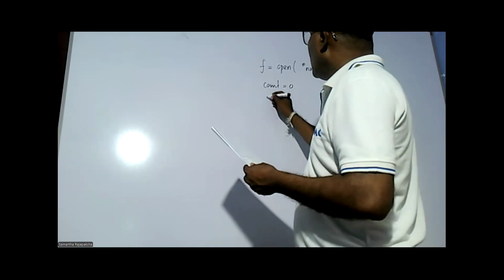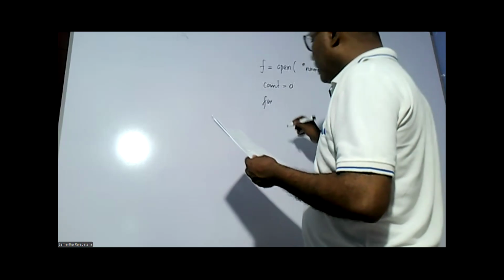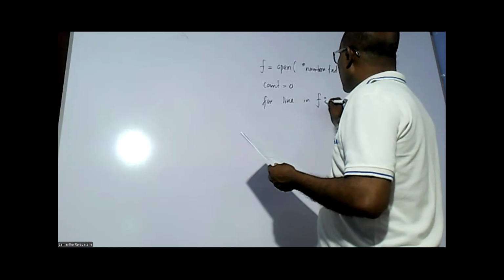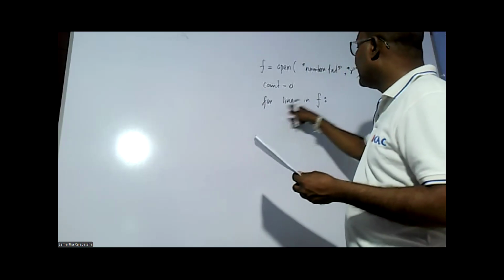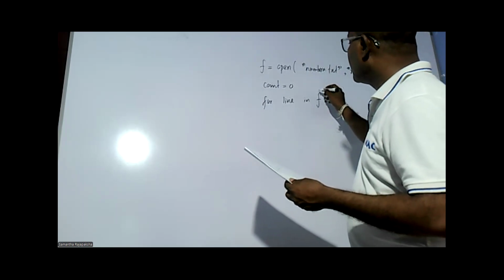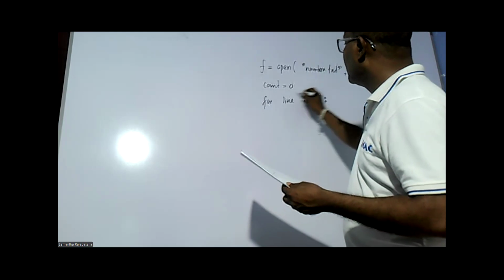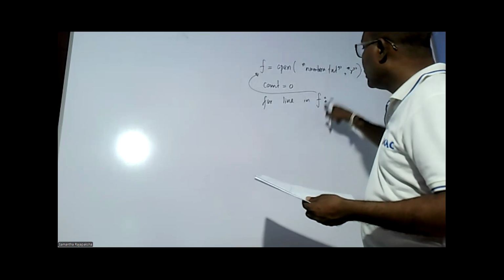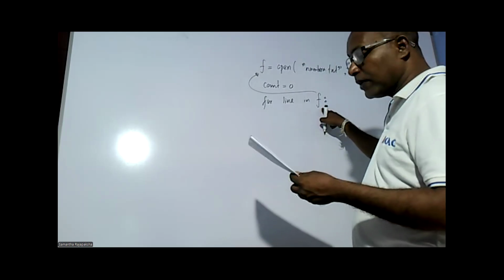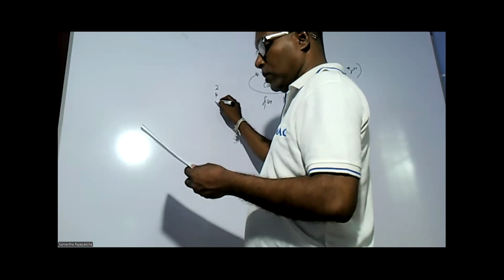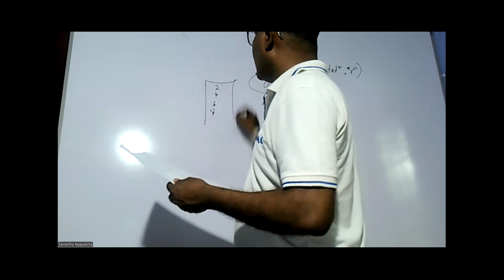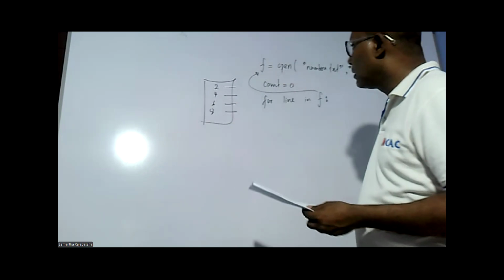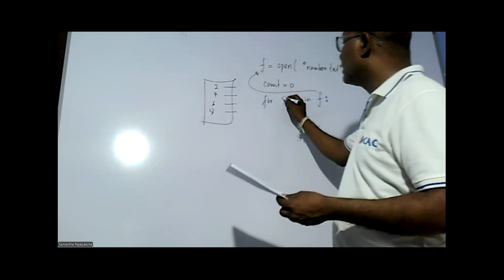For line in f. So this is actually what you do. We take each line from f. Remember, f means the file we have opened, which identifies this open file. So then you take each line from the file. Now this file has lines 2, 4, 6, 8. These are the lines inside the file. So it takes the first line, the second line, third line, fourth line. It takes each line from this file.